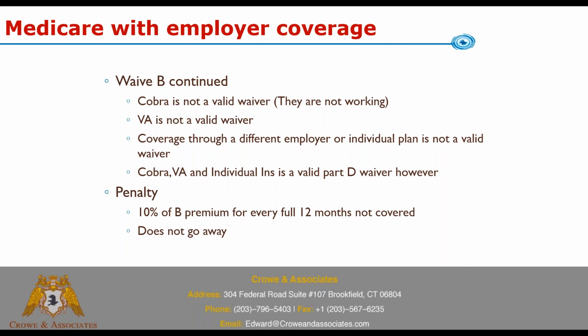So that's a big distinction there that you got to remember. So if you screw up on your B and you didn't enroll in it when you should have, what's the penalty? It's 10% of the B premium, so 170.10. 10% of the B premium for every full 12-month period you didn't have it. So if you went 3 years, you have a 30% penalty. If you went 6 years, it's 60%, and it does not go away. When you have a penalty and you enroll in B, it's there to stay unless you qualify for drug help or Medicaid. So it doesn't end.